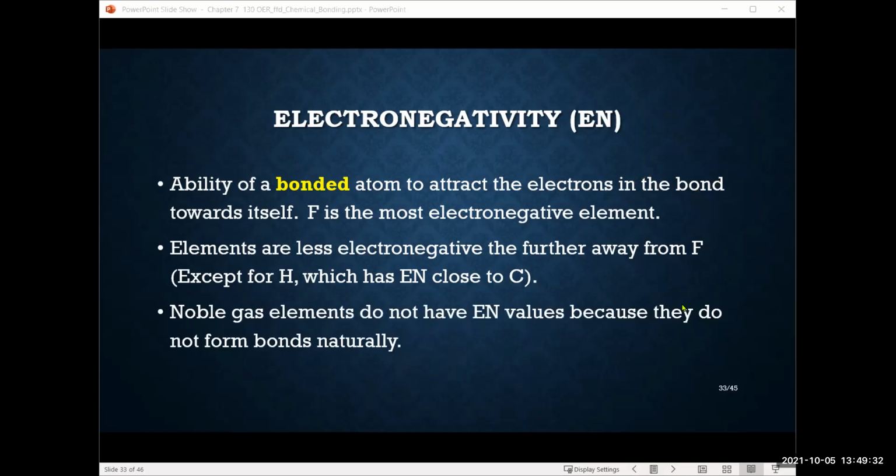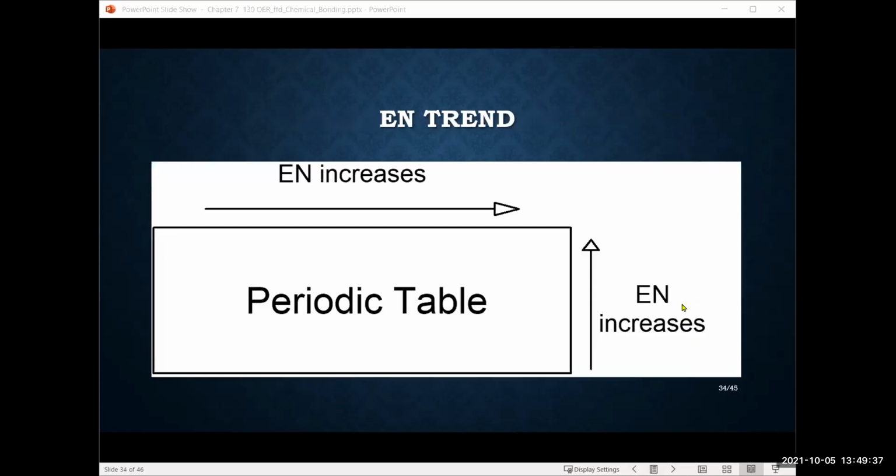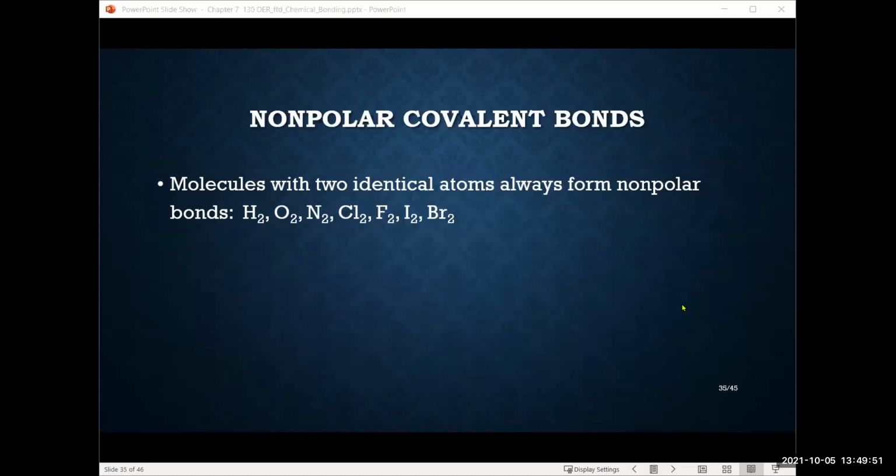Okay, so obviously noble gases don't have electronegativity. Why? Because they don't form bonds. They have their octet fulfilled, or duet for helium. So the trend, as I mentioned, is from left to right and bottom to top, all pointing toward fluorine. Fluorine's the most electronegative. Now, molecules with two identical atoms always have 100% nonpolar bonds. So all of the diatomic elements, remember that? All of them are nonpolar.